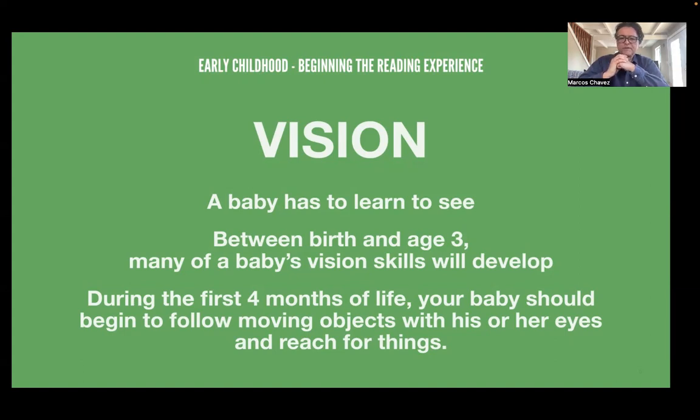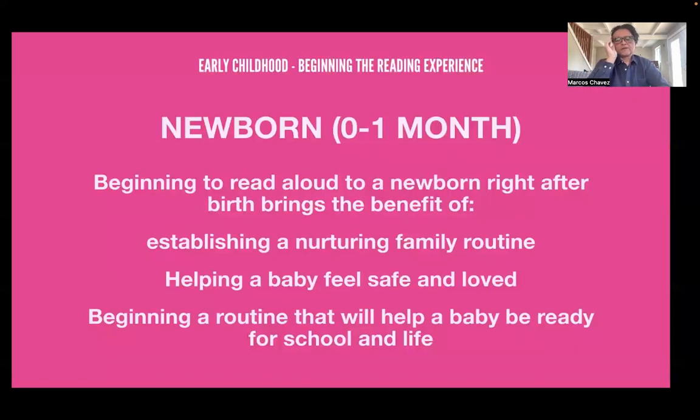So during the first 4 months of life, your baby should begin to follow moving objects with his or her eyes and reach for things. With that in mind, you might say, okay, I want my book to be about helping practice vision, and giving the cue for a book to be something that can be moved around or shown or pointed at. That's another way you can look at how to niche your book in a certain way. So let's talk about these categories.